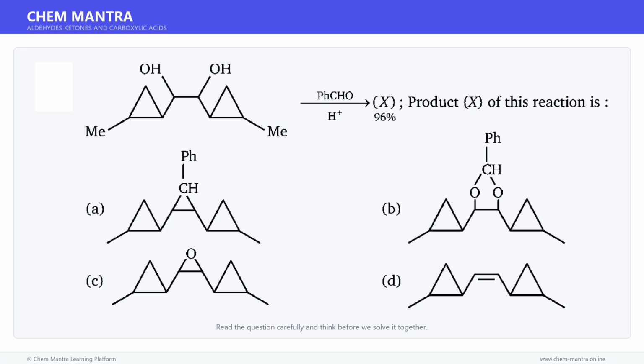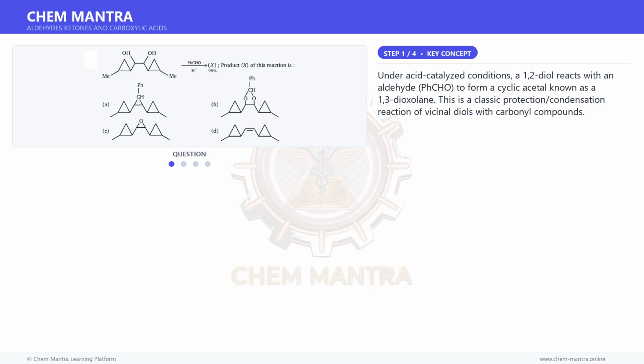Here is a question. Read it carefully and think about the answer. Let us solve it step by step. Let us first understand the key concept here. Under acid-catalyzed conditions, a 1,2-diol reacts with an aldehyde, PhCHO, to form a cyclic acetal known as a 1,3-dioxolane. This is a classic protection condensation reaction of vicinal diols with carbonyl compounds.